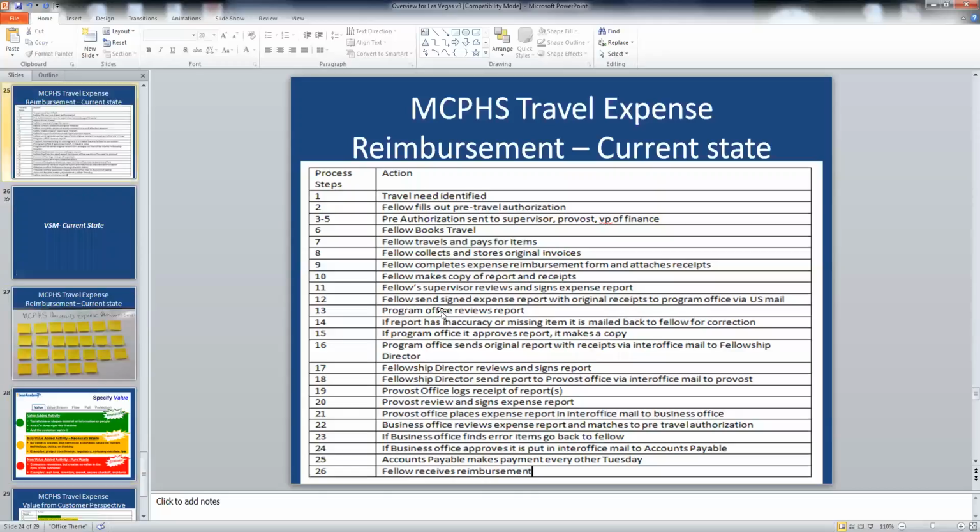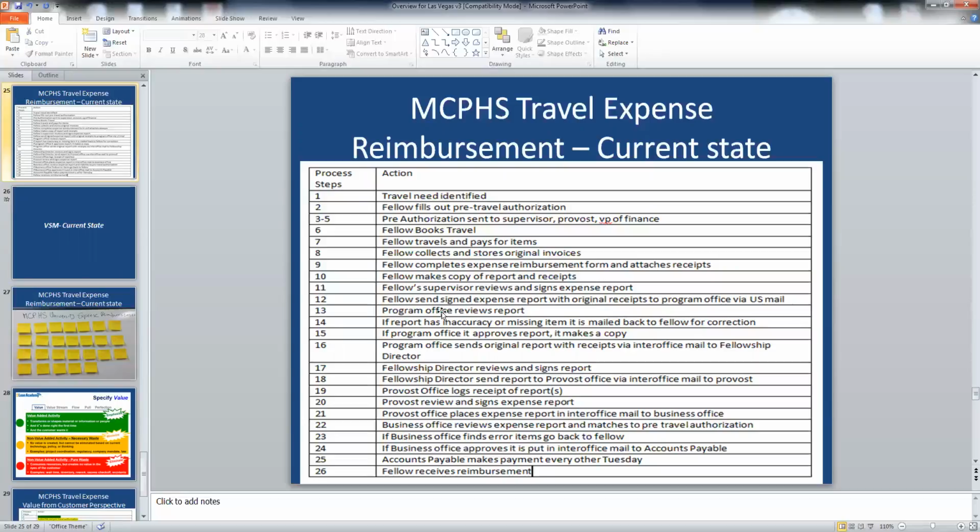So here's a working example. I work at MCPH University as a faculty member, so I do some traveling. And one of the things that is very frustrating to many people who travel at the university is the tedious process of the reimbursement for the expenses that we incur while we travel.